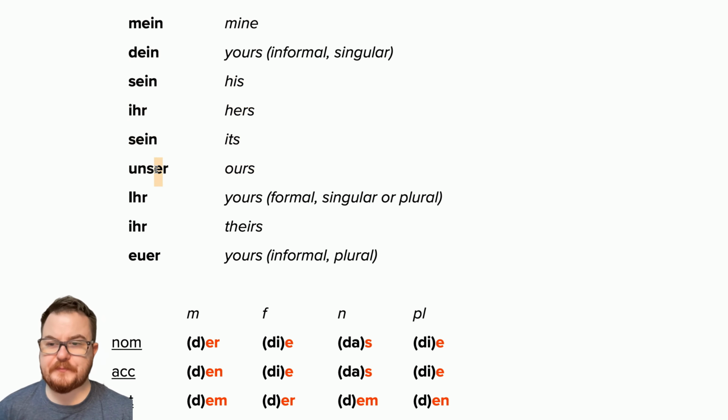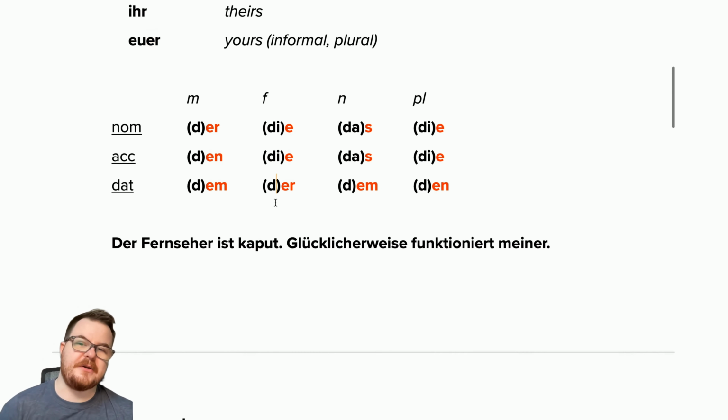And remember, this one, we usually drop the E here when we put an ending on it. Ihr, it's the formal yours. Ihr is the word for theirs. Euer is the word for yours, as in all you guys, the informal you. And remember, with this one as well, just like unser, we usually drop the second E when we put an ending on it. And let's take a look at our endings again.